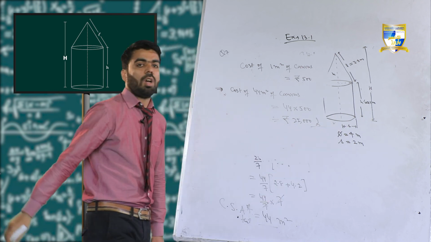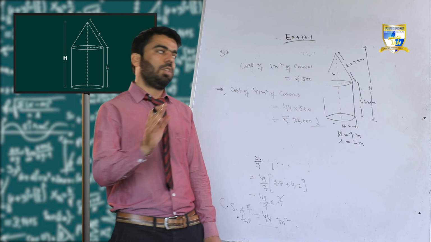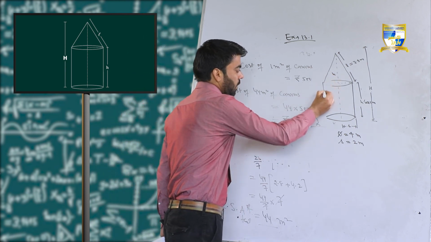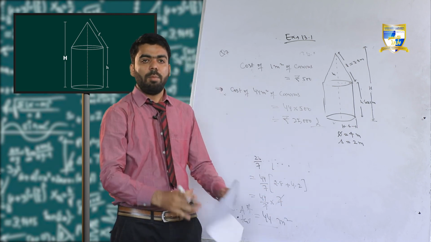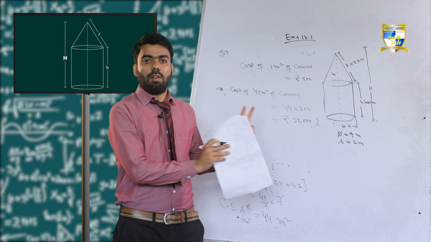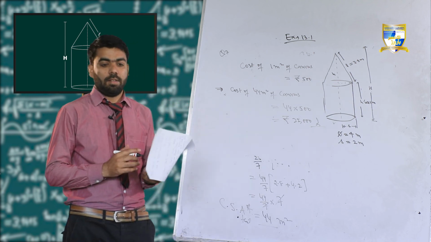So 22,000 rupees is the cost of the canvas by which we make the tent in the shape like this, which is cylindrical at the bottom and conical at the top. Clear? This is all about question number 7.